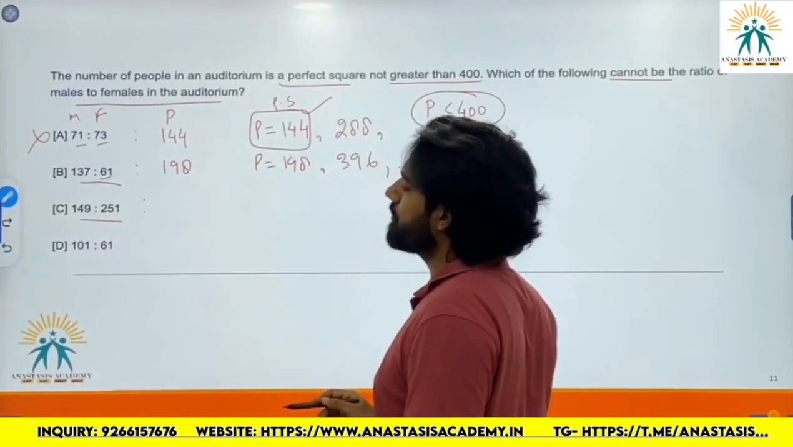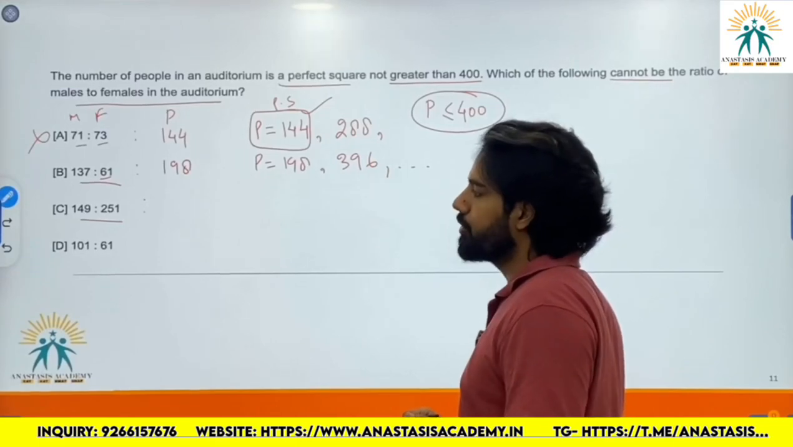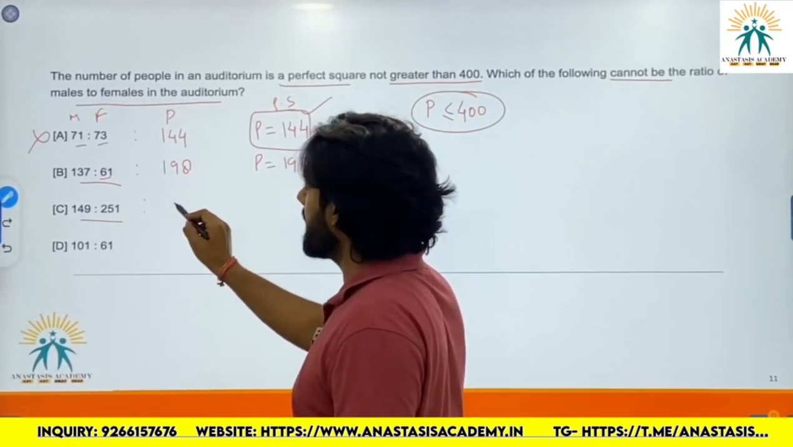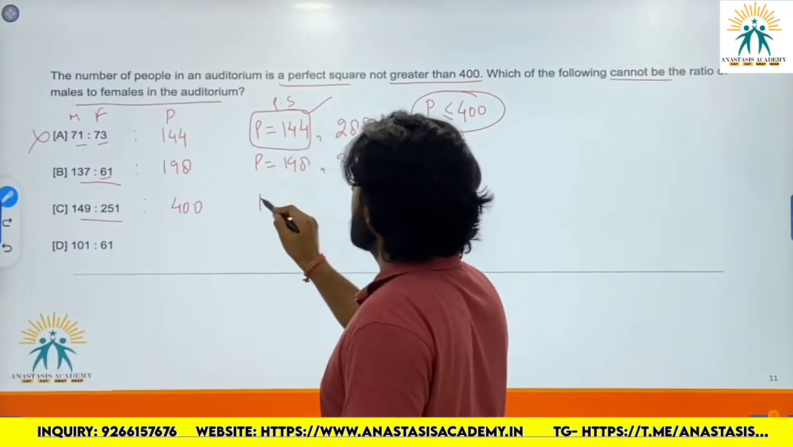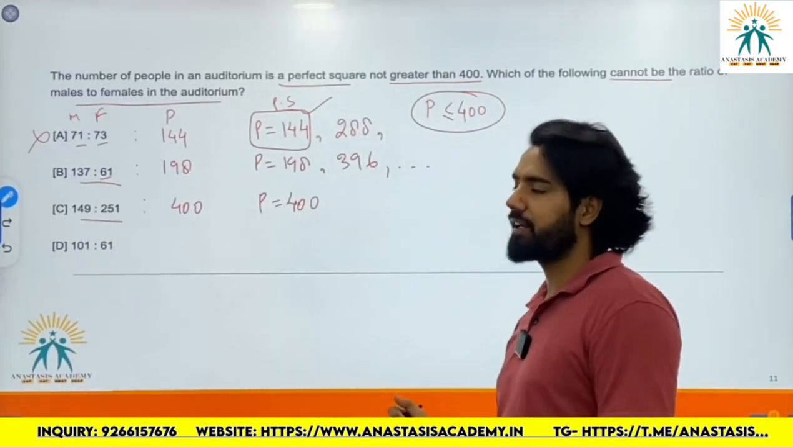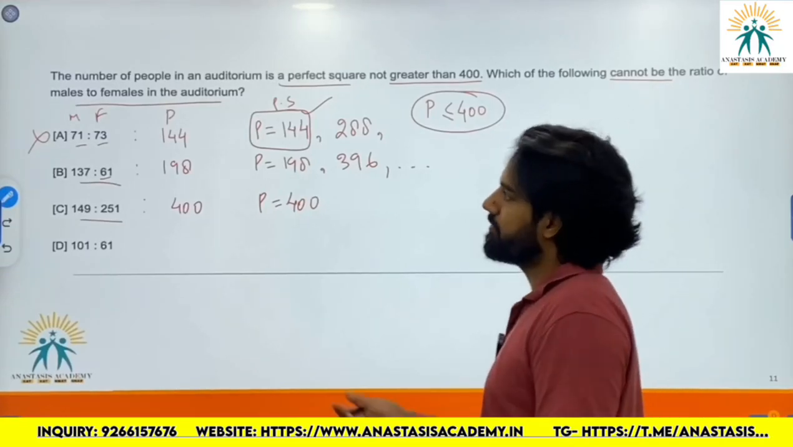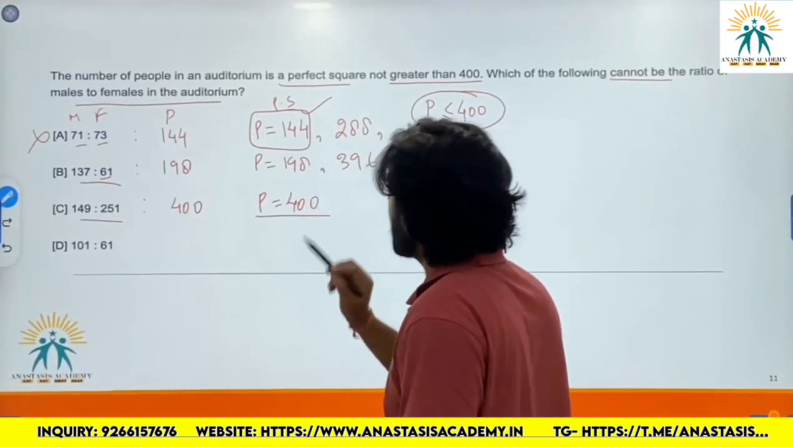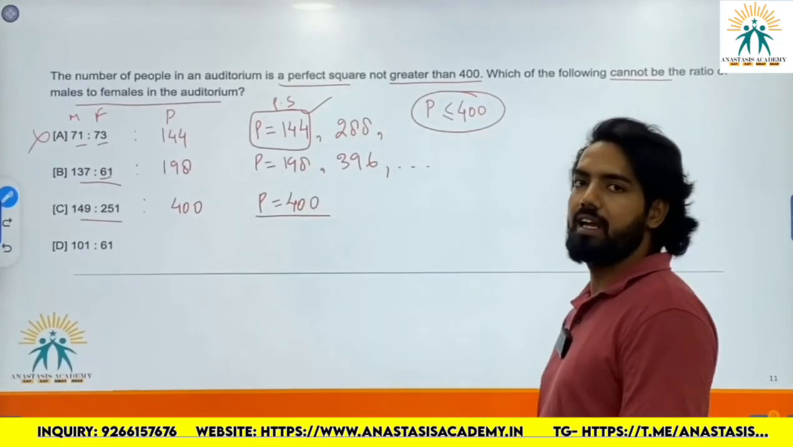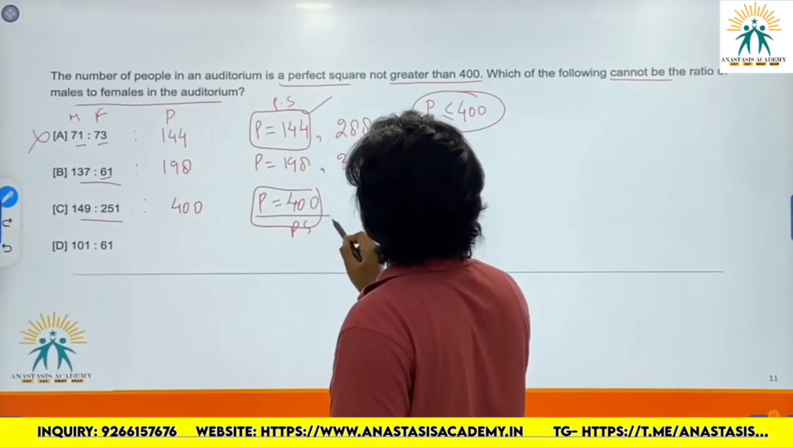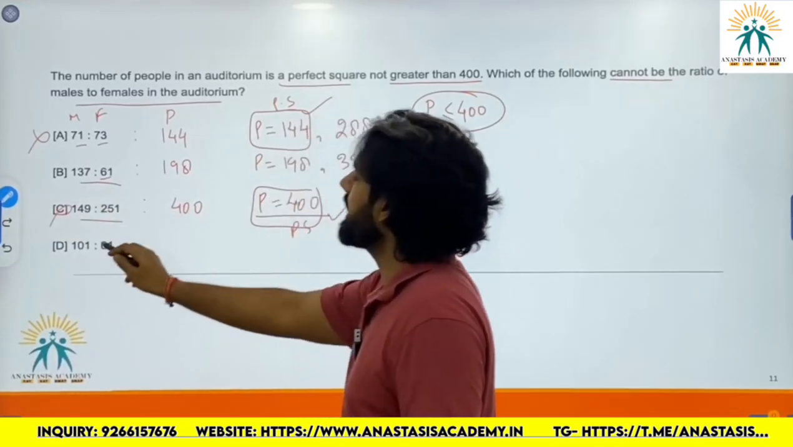This ratio of males to females is 149 is to 251. The number of people would be a multiple of 400. So the first value of this is 400. So yes, this ratio is possible. If males are 149, females are 251, then the total number of people will be 400, which is a perfect square and it is equal to 400. So yes, this is a perfect square. This is also possible. So it cannot be my answer.